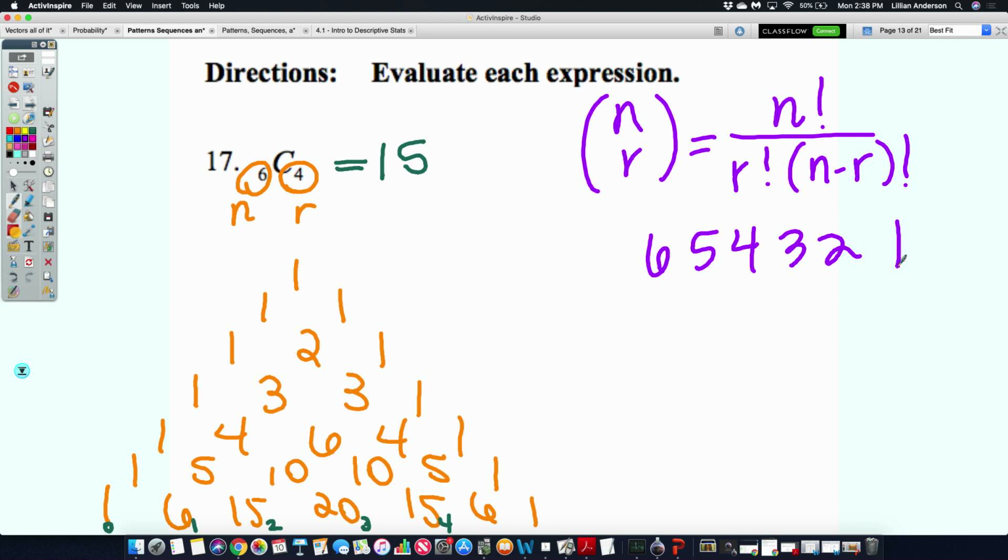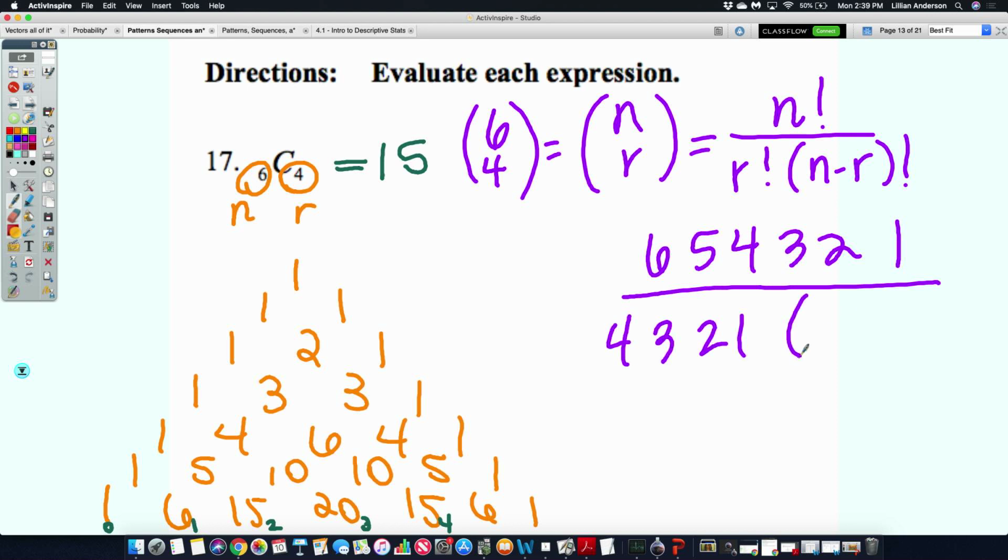So this would be 6 choose 4. That'd be 6, 5, 4, 3, 2, 1 over 4, 3, 2, 1 times 2, 1. You can just cancel out those like terms, so your 4, 3, 2, 1 would cancel out. And remember, I also showed you 2 can go into 6 three times, and 3 times 5 is 15. You have 1 in the denominator. You'll remember this because it came with the expanding binomials, which we'll get to in just a second.